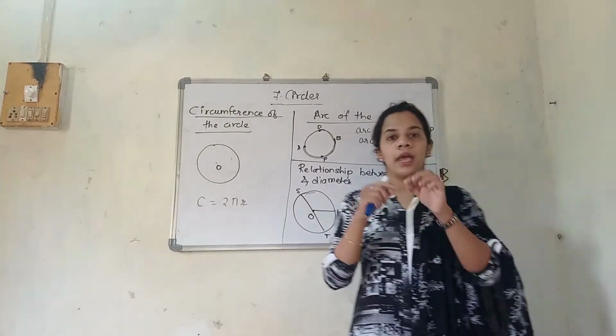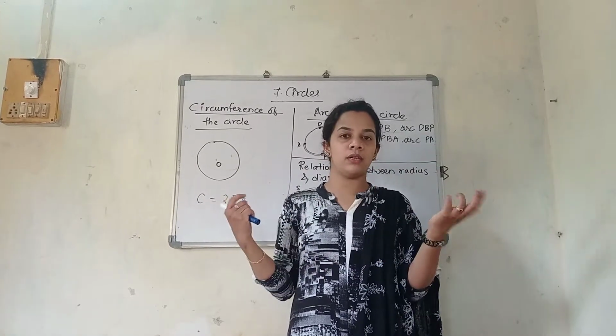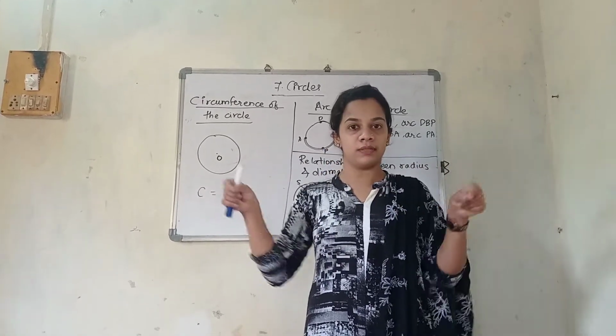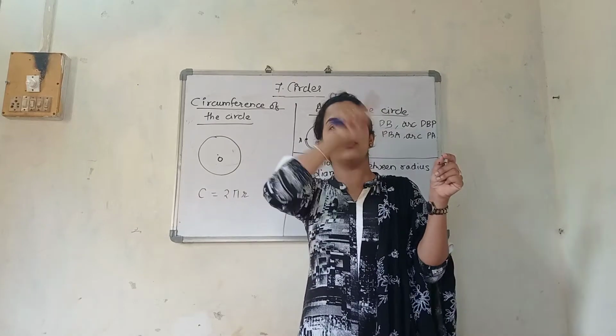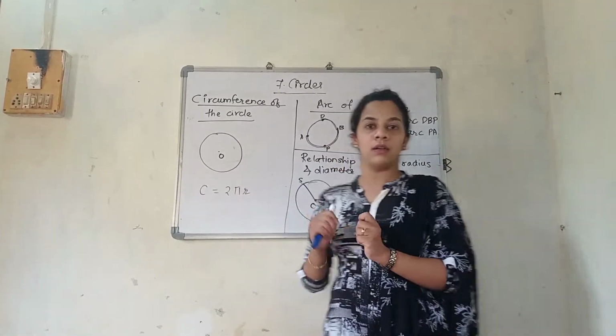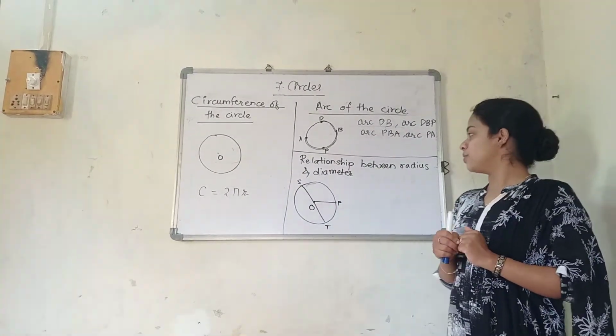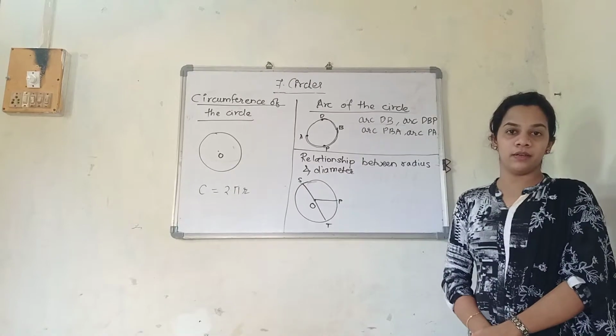Arc means what? Any 2 points you take on the circle, not inside the circle or outside the circle, and the curve joining them, you can say it is an arc of that particular circle. Now it is forming a part of the circumference. Now we will see the relationship between the diameter and the radius.